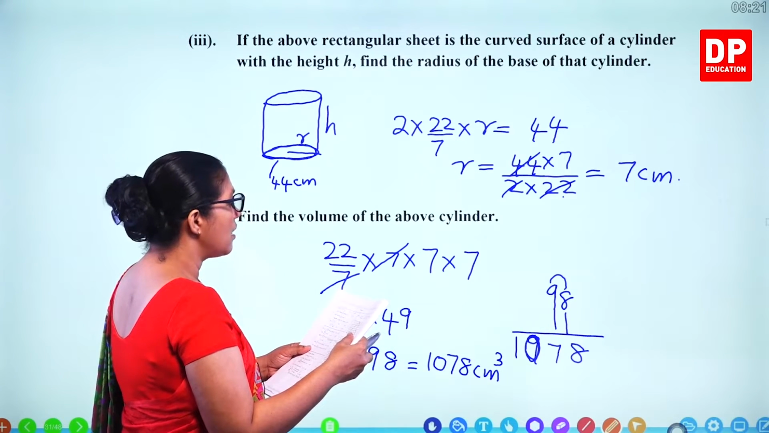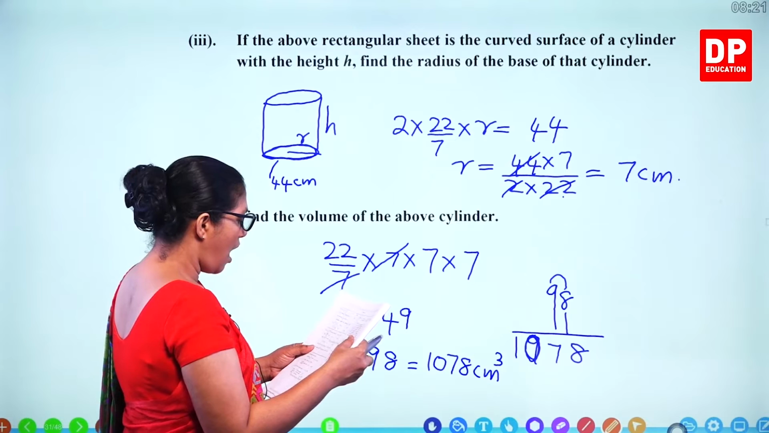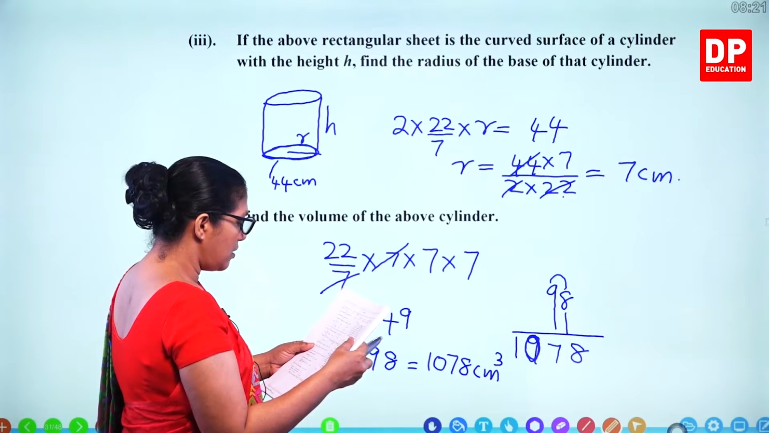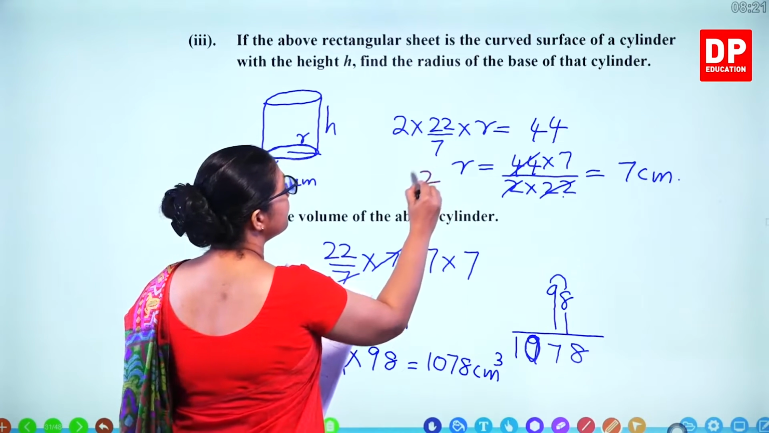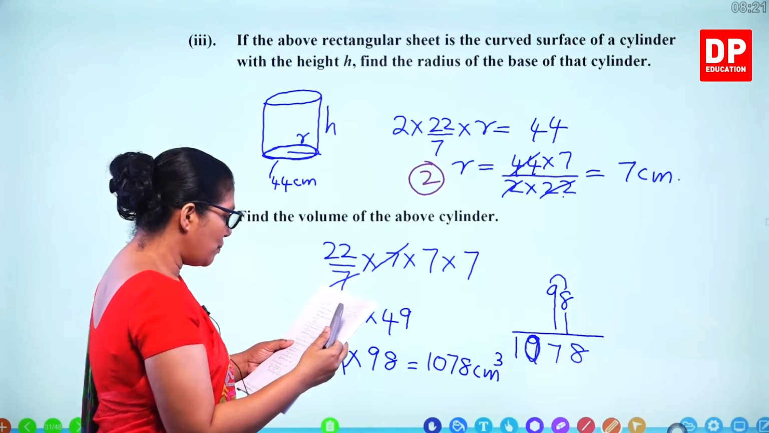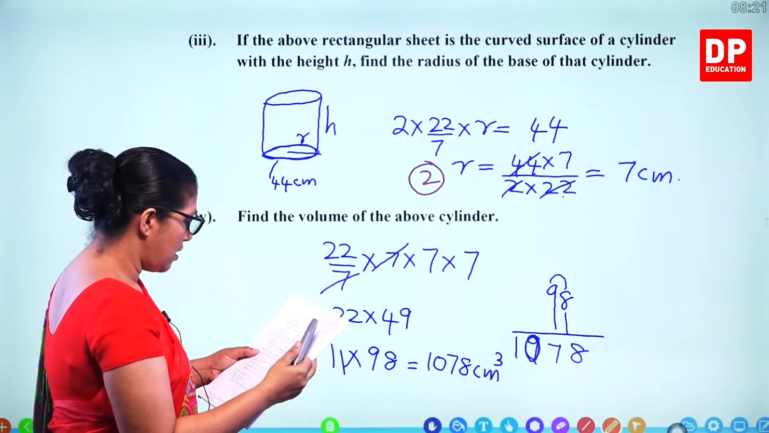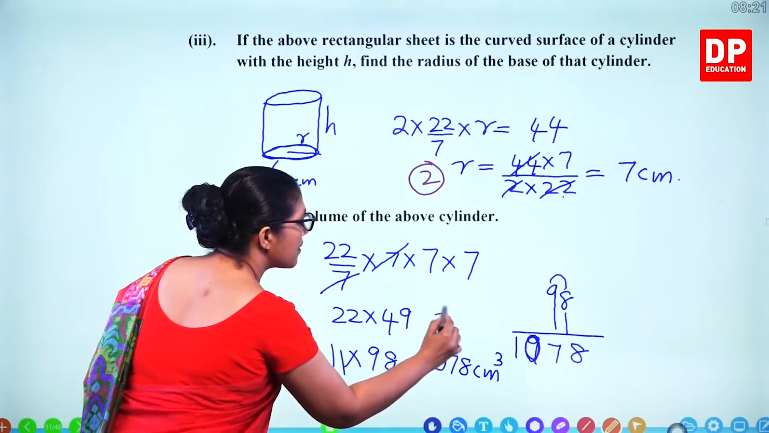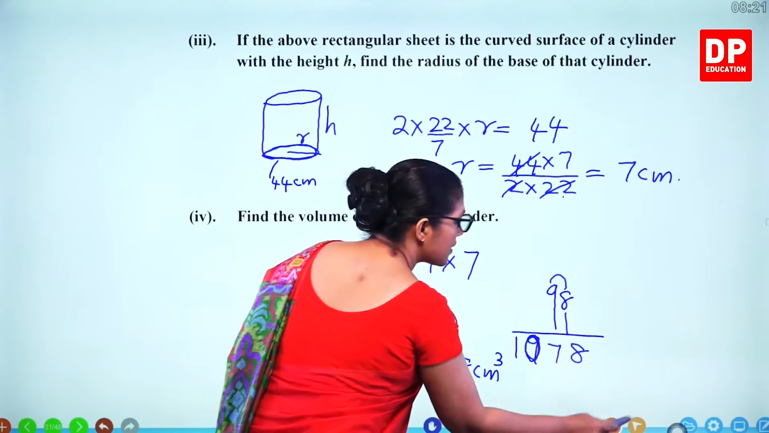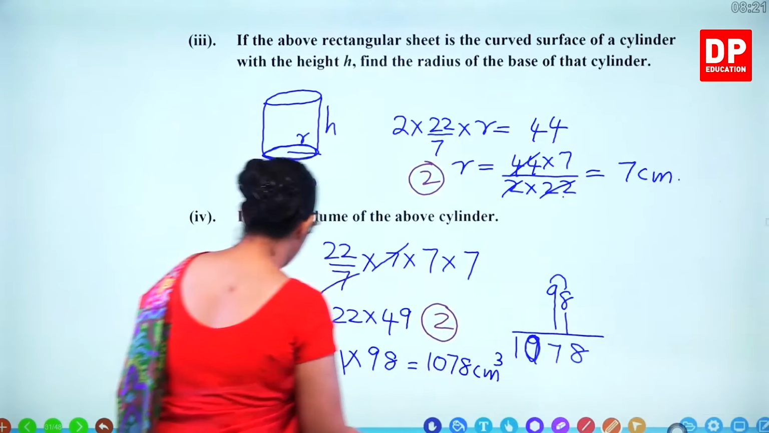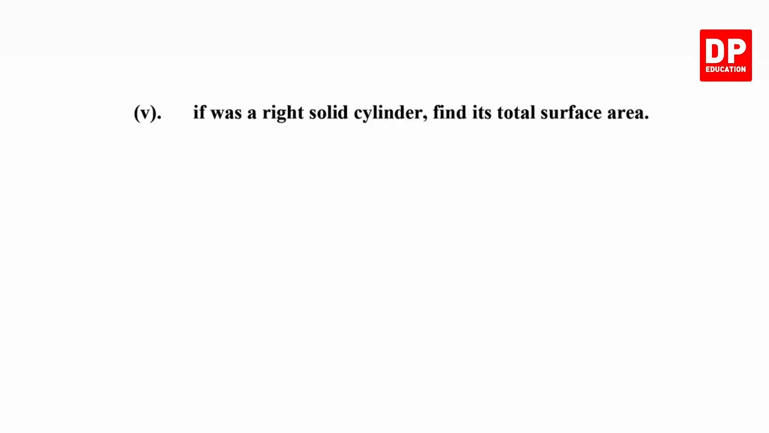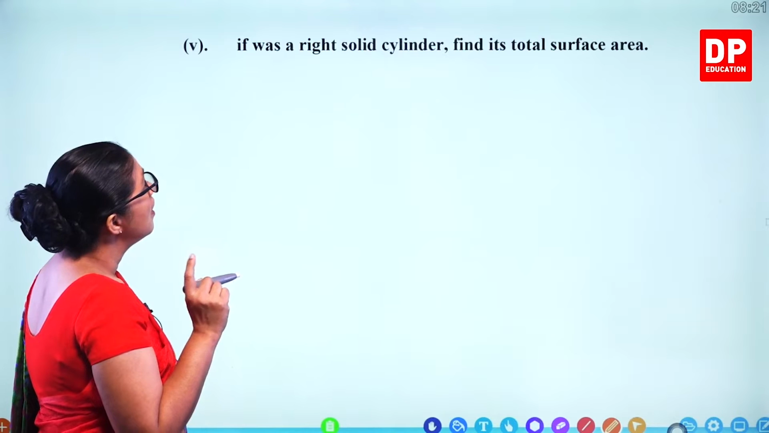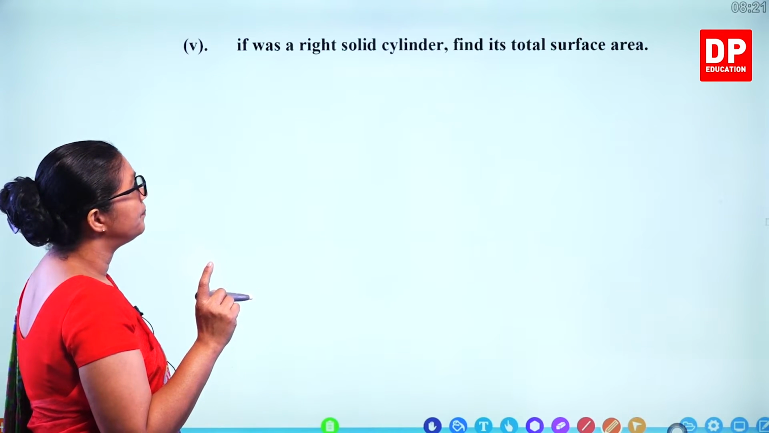You get r equals 7, that's 2 marks. And the volume 1078, another 2 marks. There's another part. We'll see. It was a right solid cylinder. Find its total surface area.